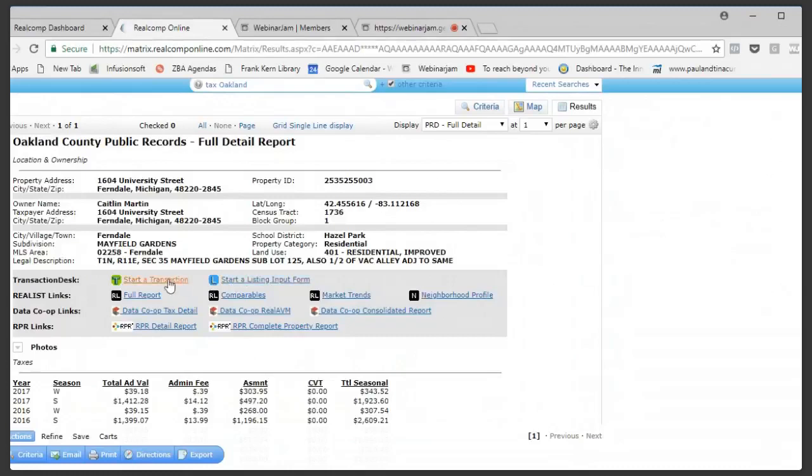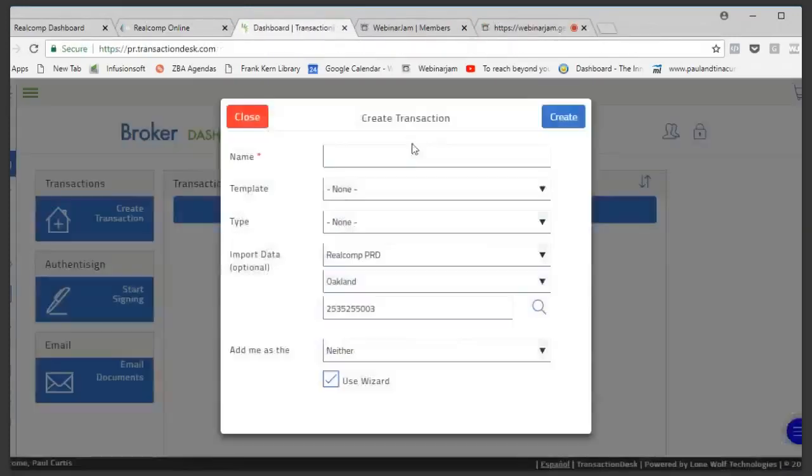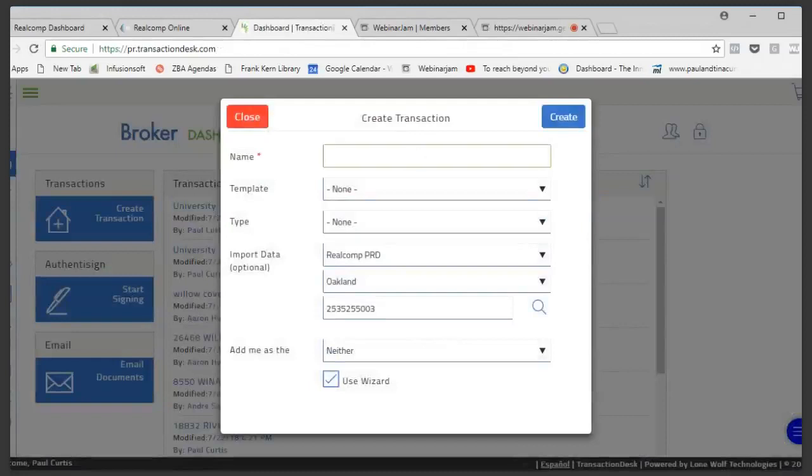So we've gone into public records. I'm going to start a transaction and wait for it to show up. Okay, there we go. We're going to name this. I like to name these by the street first, then the address, and then say what it is. That way it's always in alphabetical order for me.